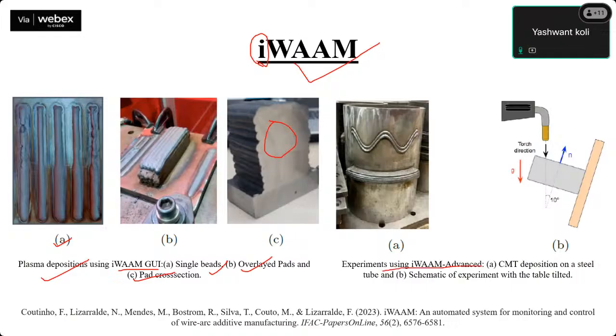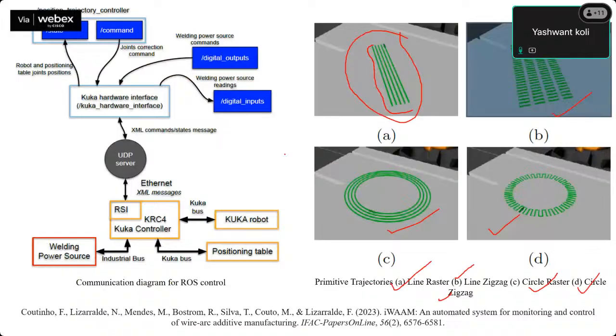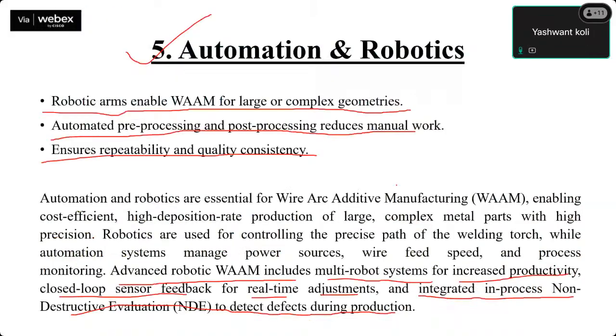Experiments using IWAM advanced, that is CMT deposition on a steel tube. You can see this schematic, experiment or table tilted. You can see. So this is the concept of different experiments. In this case study, we are using the KR10 robot. This one with plasma thing. So this is done by plasma. This is done by CMT.